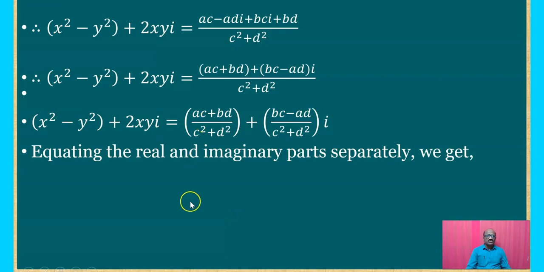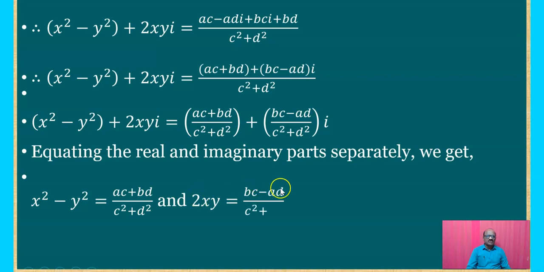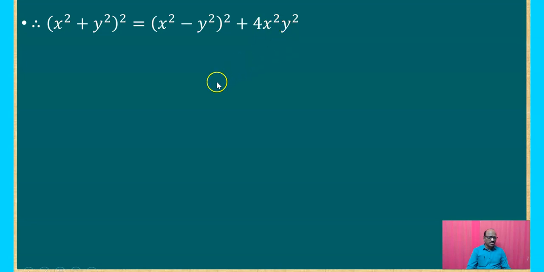Separately, x square minus y square is equals to ac plus bd upon c square plus d square. This is the real part. And next is 2xy is equals to bc minus ad upon c square plus d square. (x square plus y square) bracket square is equals to (x square minus y square) bracket square plus 4x square y square. This is the formula that you have to remember. If we expand it and equate it, the middle term is minus 2x square y square, but we require plus 2x square y square. That's why we are adding here 4x square y square.